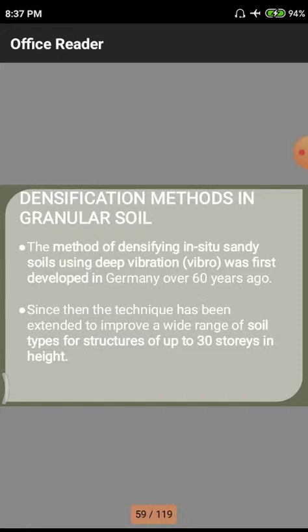Next one, densification methods in the granular soils. That means this is an entirely new topic. In the previous part itself we saw different densification methods using densification equipment, rollers and stabilization techniques. But this is another topic related to granular soil.